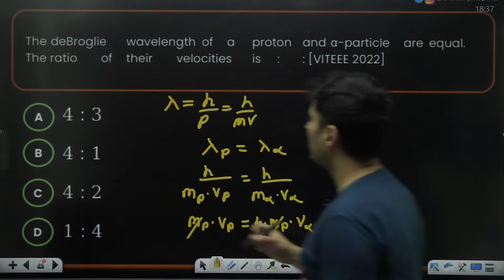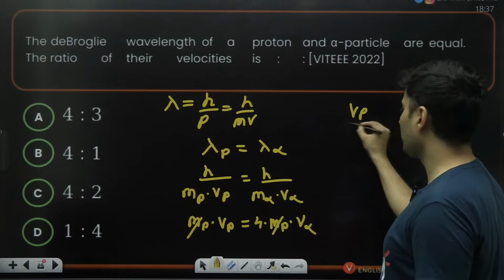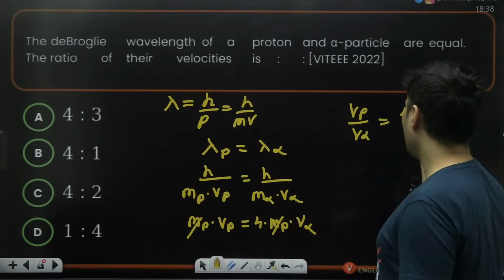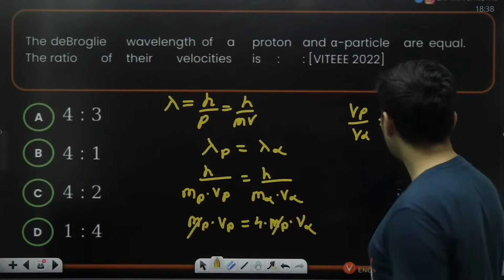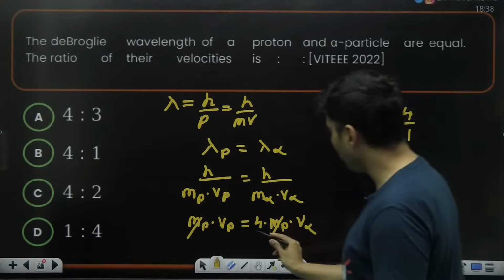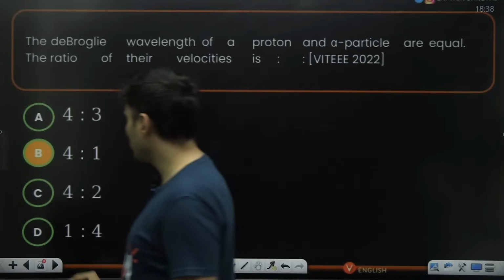And what have they asked? The ratio of their velocities. So VP by V alpha will be 4:1. VP by V alpha is 4:1, which is option B.